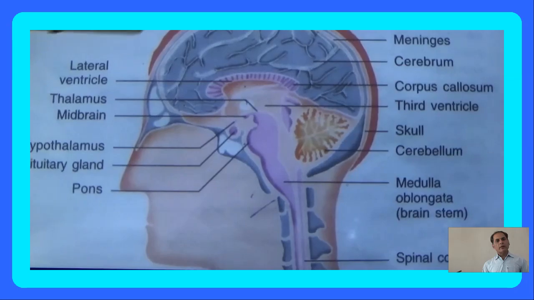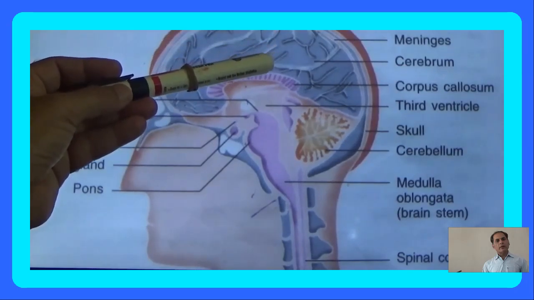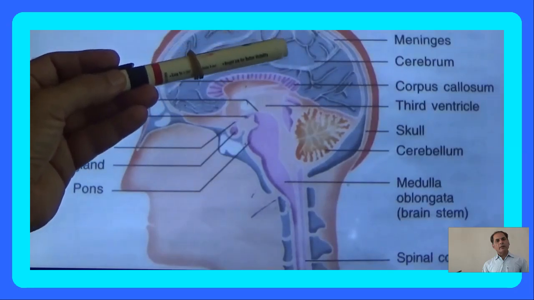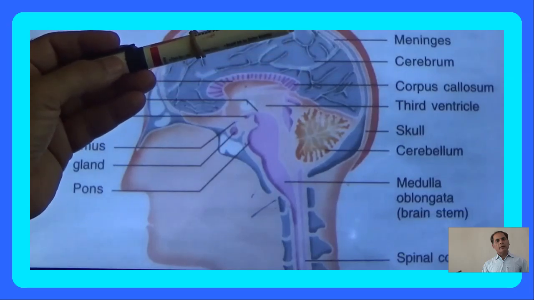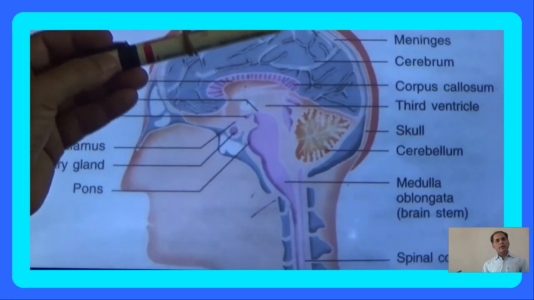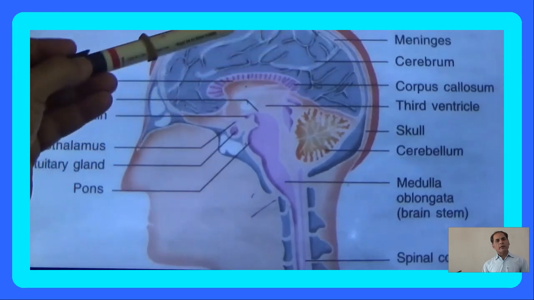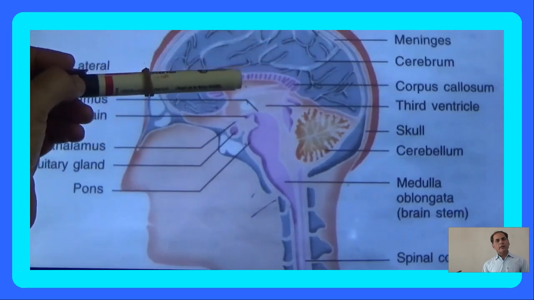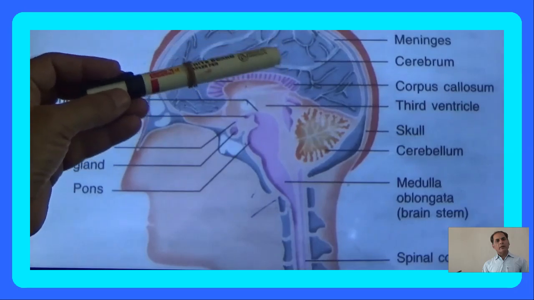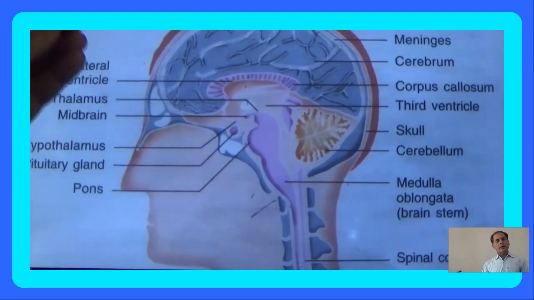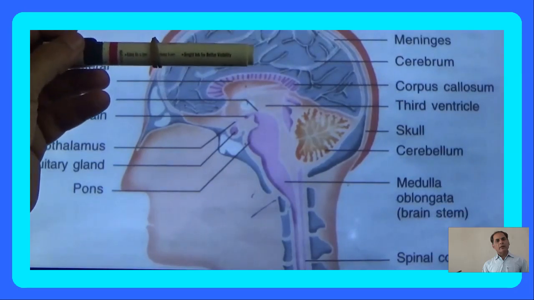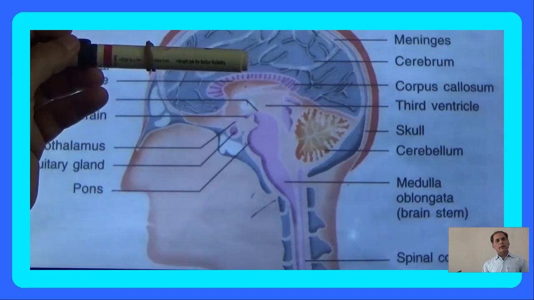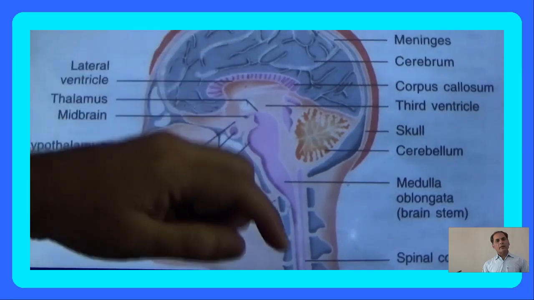So cerebrum is the largest part of the brain and is most highly developed in humans. It is overshadowing, so it hides all the other parts which are present in the brain. Those are hidden by the cerebrum. We can't see them from the front side of the brain. The cerebrum is divided into two hemispheres. We will see this hemisphere.